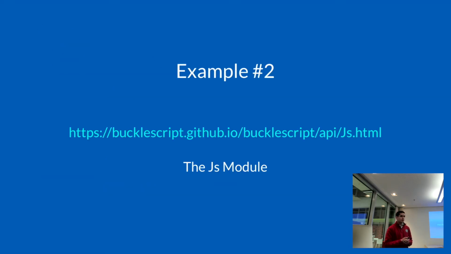Moving on, I want to talk about a second example that makes use of the JS module, or the JS API, in Bucklescript. The JS module has all kinds of good stuff and helpers for the JavaScript ecosystem. It's where console.log lives, for instance, under js.log. And a lot of other cool and very useful stuff is also there.